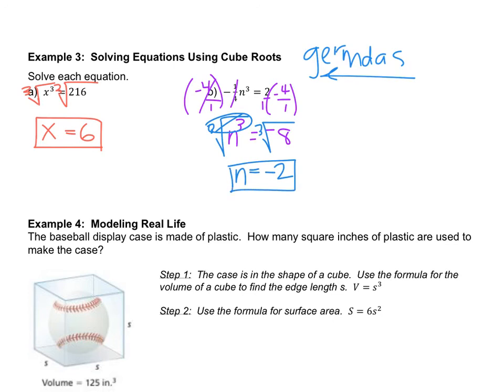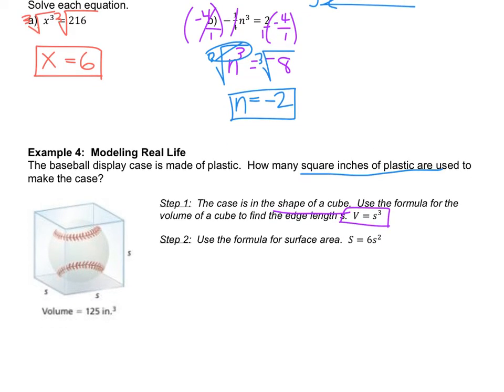Alright, in our last example, example 4, they tell us that we have a baseball display case made of plastic, and it wants to know how many square inches of plastic are used to make the case. They give us a little plan. They tell us to do step 1, which is use the formula for the volume of a cube, since the case is in the shape of a cube. But that's not what they want. They don't want the volume of this cube. They actually give us the volume down in the picture. What they want us to do is they want us to find the surface area.